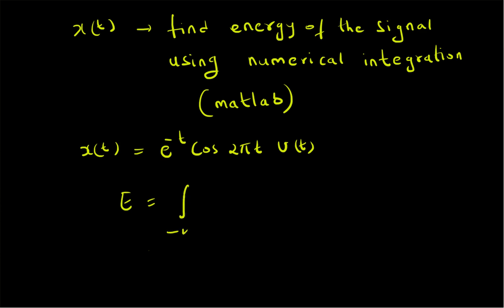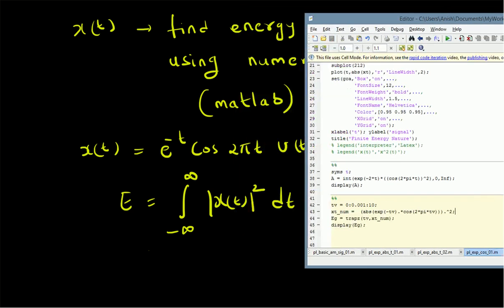That is, integral from minus infinity to plus infinity of modulus x of t squared dt, and then we are using a trapezoidal integration method for finding an approximate value of this integral, or in other words, a numerical way of finding this integral. So that means we can calculate the integral using numerical means.